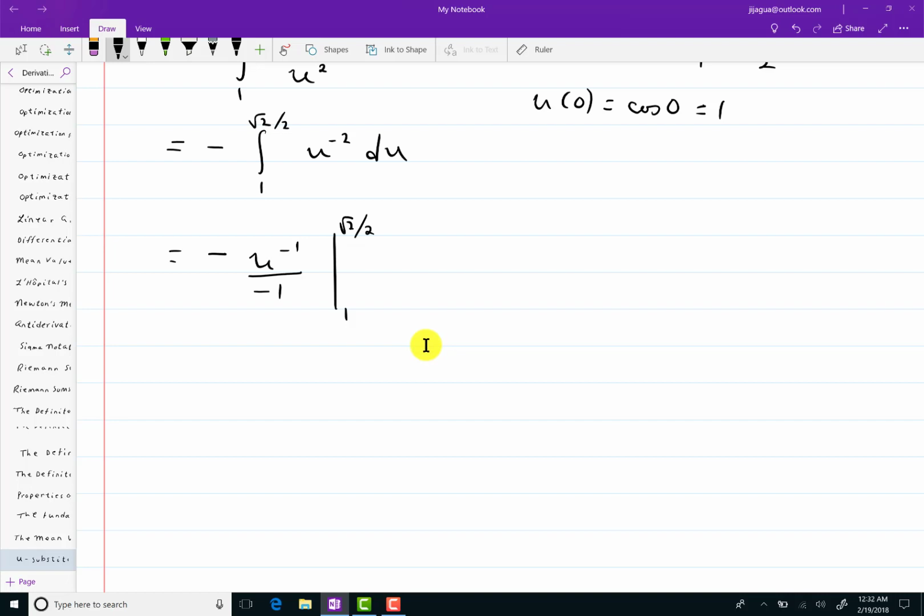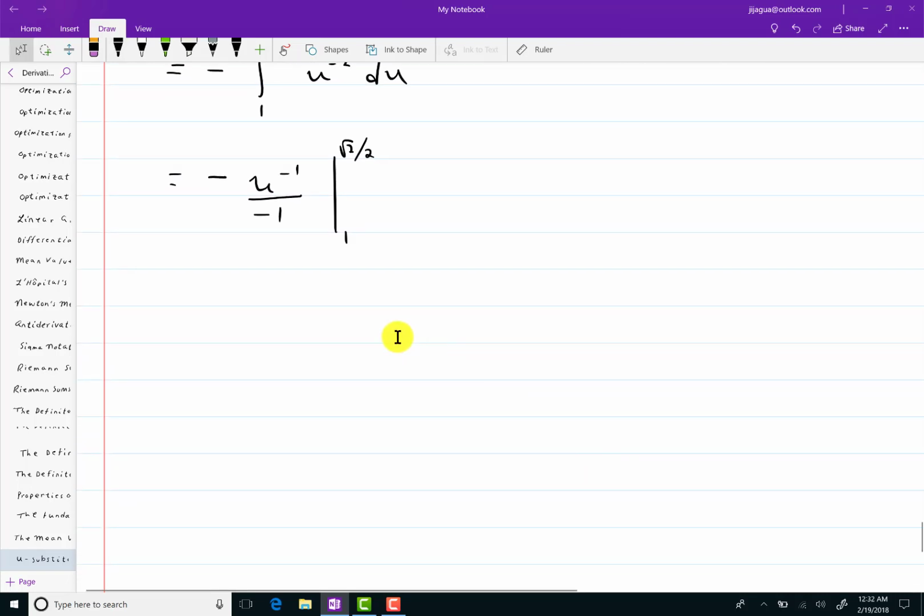And now I'm ready to use the fundamental theorem of calculus, where I plug this as my upper limit in, and then I plug my lower limit in. I'm going to do one last piece of simplifying before I do any of that, though. These negatives will cancel with each other, and I find thinking of a number to the negative 1 power more difficult to compute than if I change this to just 1 over u. So I'm going to change that to 1 over u from 1 to radical 2 over 2.